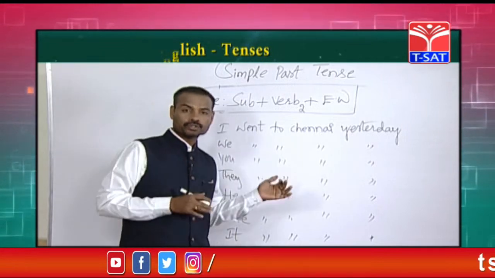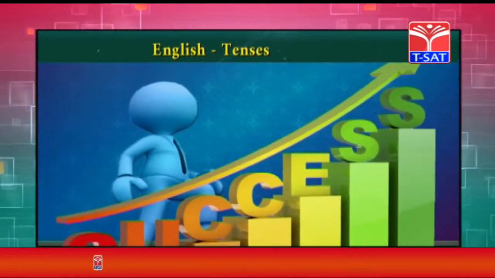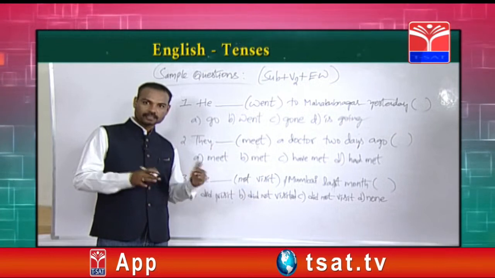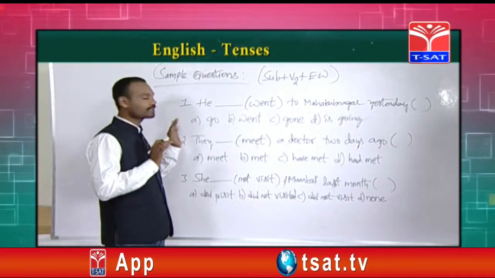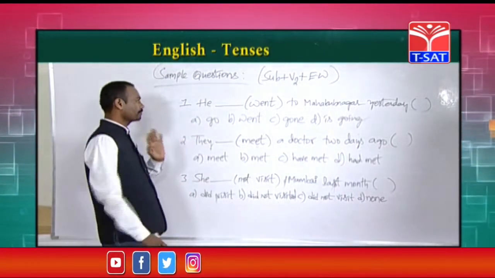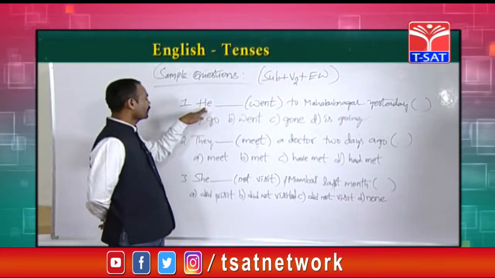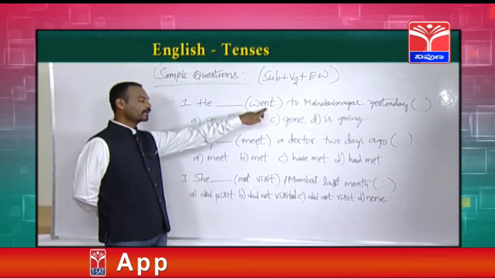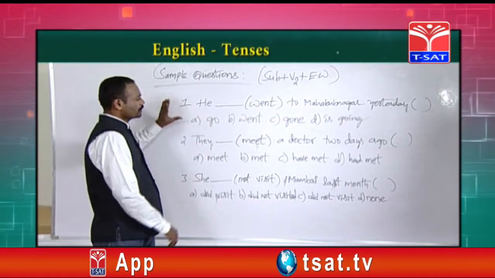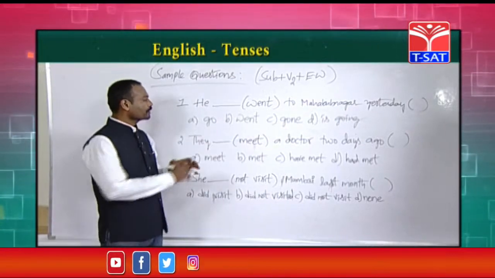Friends, now I am going to show you how the questions are given from simple past tense. Let's see how the questions are asked in competitive exams, whatever the examination it is. Here I have mentioned a sample question for a competitive exam, right? So this is the process of giving questions. First one subject is there, dash, under the bracket one verb is there, to Mehboob Nagar yesterday. So this is the question and 4 options are given here.